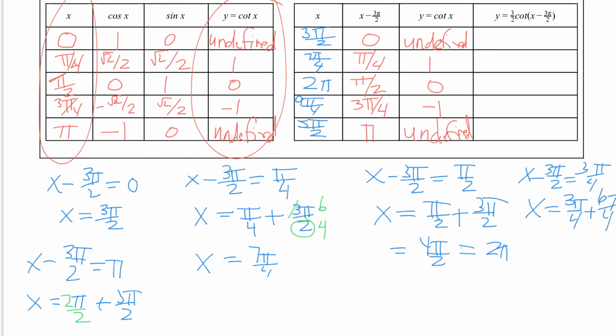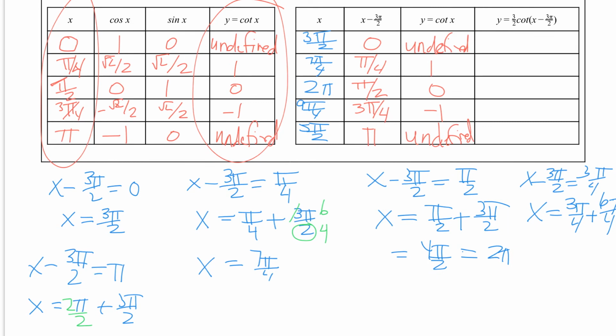Then if I go back and look at my function here, this 3 over 2, this amplitude part, gets multiplied by all my cotangent values here. Remembering my undefineds will not change. So this stays undefined. That's my asymptote. 3 over 2 times 1 is 3 over 2. 3 over 2 times 0 will give me 0. 3 over 2 times negative 1 is negative 3 over 2. And then my undefined.